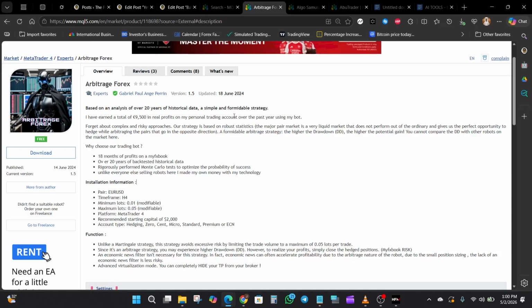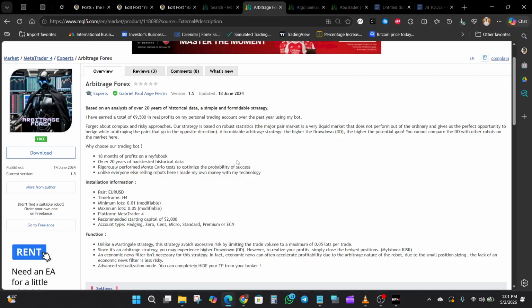Now, the developer makes an interesting claim here that higher drawdown can actually lead to higher potential gains. That's a key characteristic of arbitrage style or hedging based systems, right? Because instead of closing trades quickly, they often hold opposing positions and wait for market conditions to rebalance. So let's just break that down in a practical sense. The EA is not trying to predict direction in a traditional way. Instead it's exploiting price relationships, opening positions that may temporarily go into drawdown, with the expectation that the market will eventually normalize.